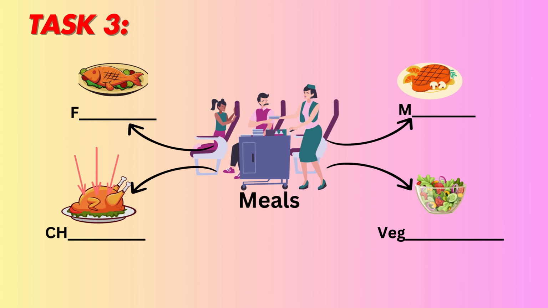The first type is a chicken meal. This meal includes dishes made with chicken. The second type is a fish meal, which is perfect for passengers who enjoy seafood. Next, we have a meat meal, which includes dishes made with red meat. Finally, there is a vegetarian meal for passengers who prefer plant-based options.